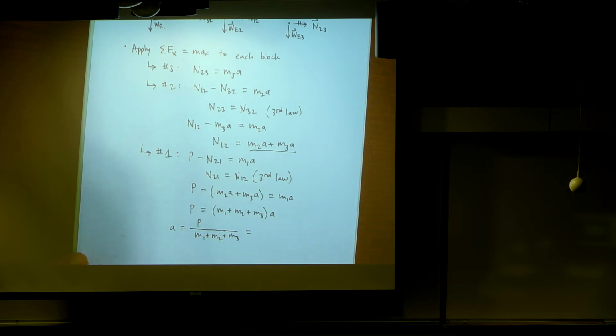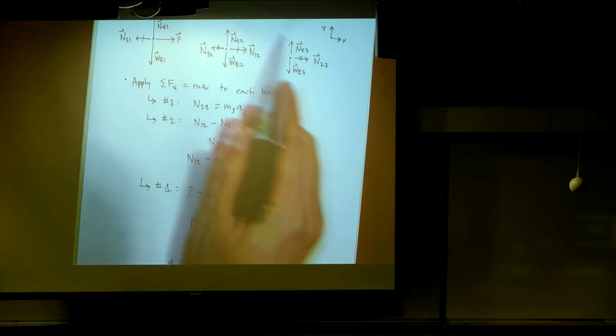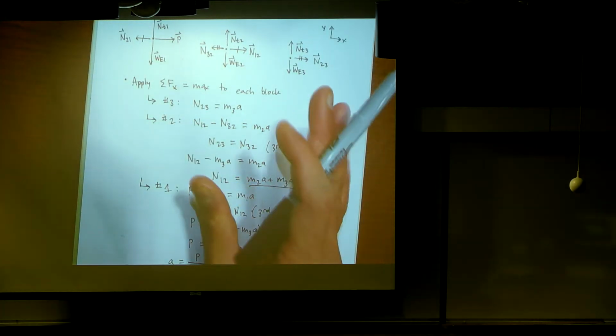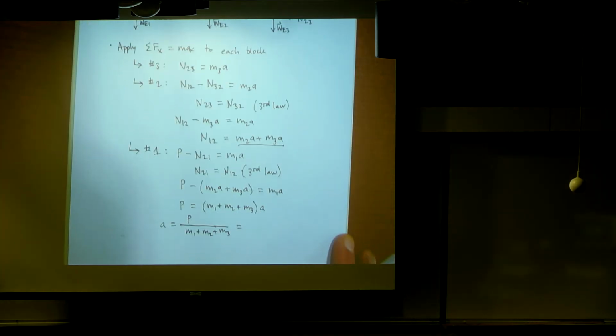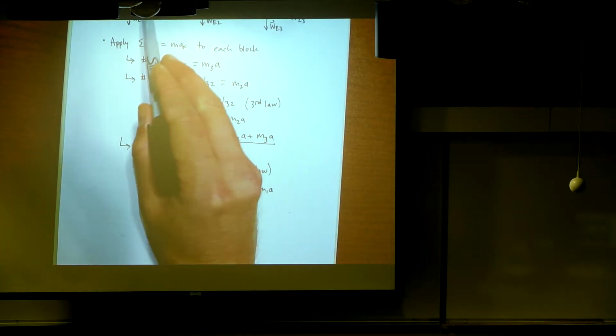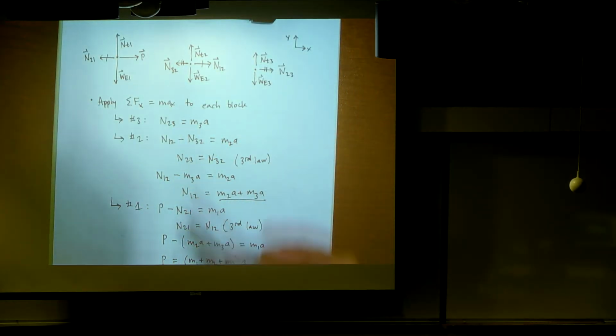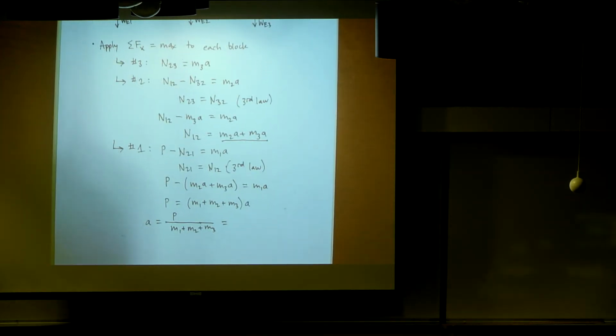Now, I admit we did this the long way. What I could have done is treat all of these as just one big object, and then just do F equals ma on that one big object, and I've gotten the same answer. However, I'm interested in what these normal forces between the objects are, so I have to break it down this way to get that. Anyway, let's put the numbers in.